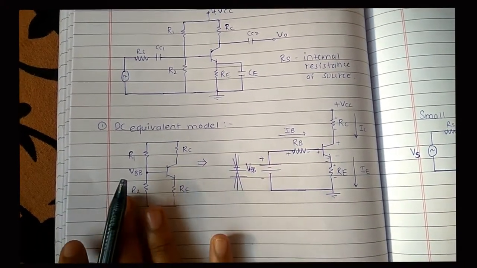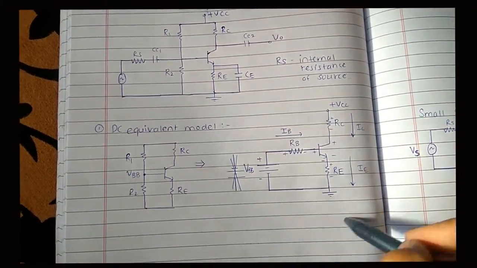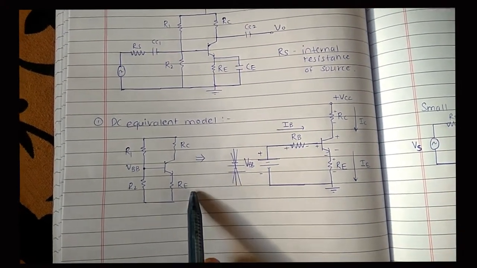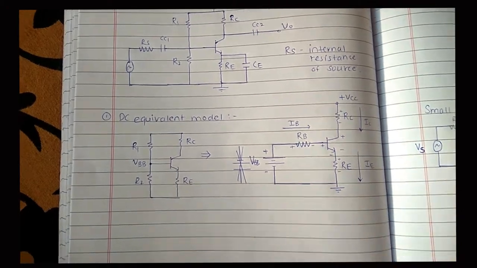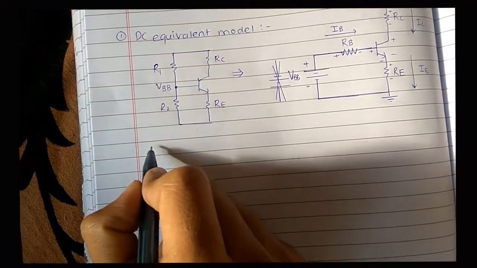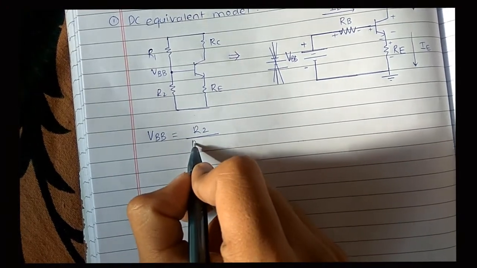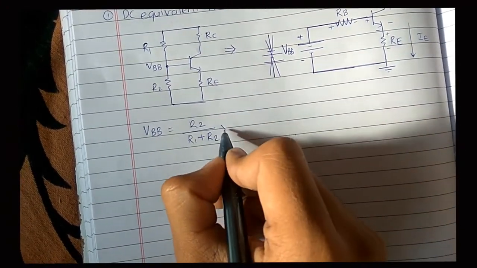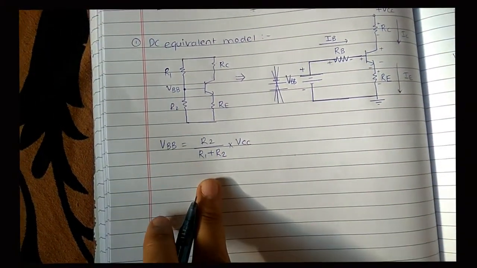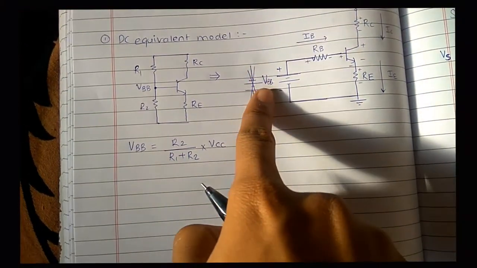So in order to find that out, I have converted this voltage divider bias circuit into a simple self bias circuit, so that we can apply KVL easily and find out the parameters. So how is it done? First of all, how to find out VBB. The formula for VBB is VBB equals R2 upon R1 plus R2 into VCC. I have just applied the voltage divider law here. So with the use of this formula, I can find out VBB.